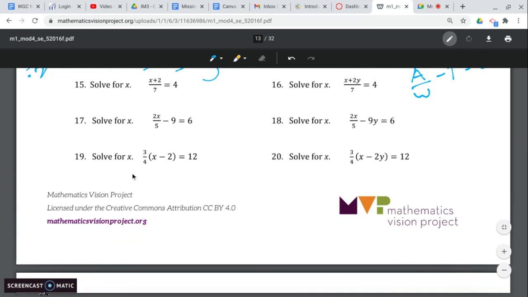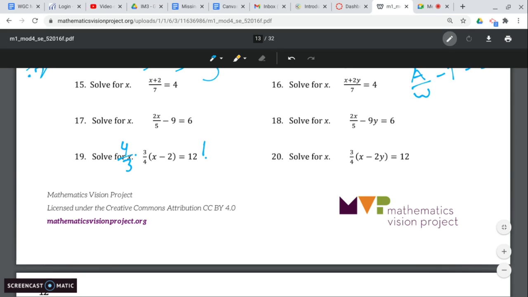So we want to solve for x. So we have 3/4 times x minus 2 equals 12. So what we want to do here is get rid of this 3/4. To do that, we need to multiply by the reciprocal. So we're going to multiply by 4/3 to both sides.